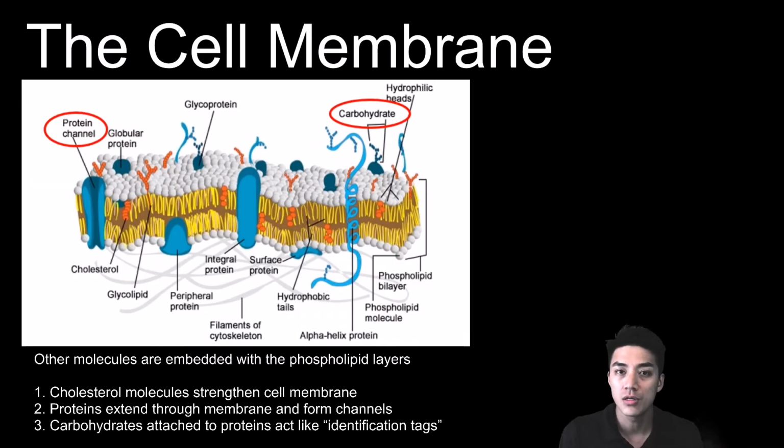There are a few molecules which are embedded in the cell membrane. The first is cholesterol, which helps strengthen the cell. The next is protein, which acts as a channel that allows things to move in and out of the cell. Last but not least, you have carbohydrates, which act as identification tags, and it allows the cells to communicate with each other.